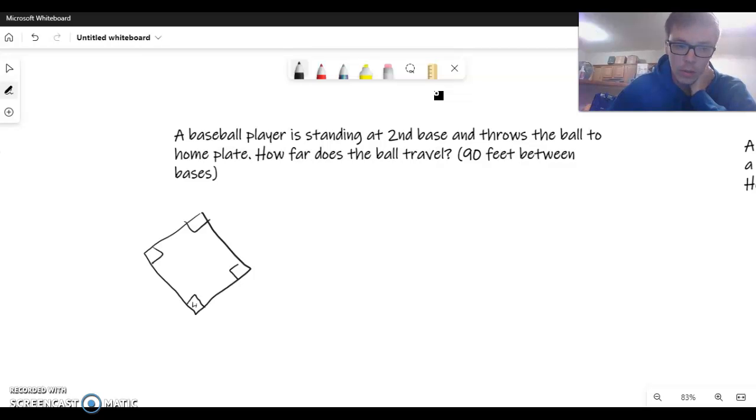Alright, so here we go. Solving this problem here, I'm going to make this diagonal. We're trying to figure out from home to second, so that's this diagonal line here. That's the unknown. And a diamond makes a 90-degree angle, so I have my 90-degree angle right there.